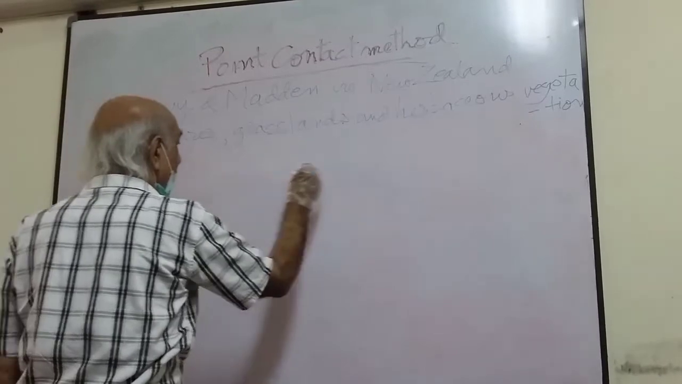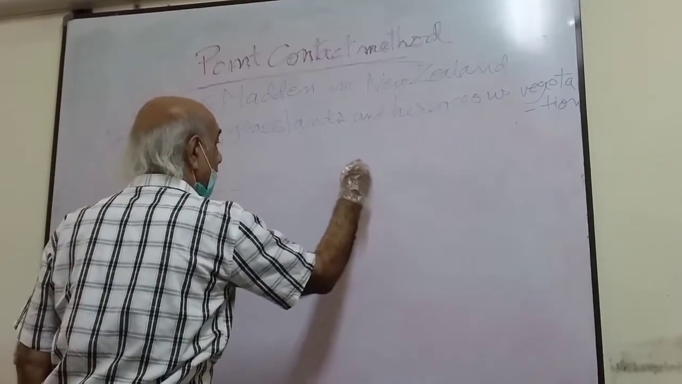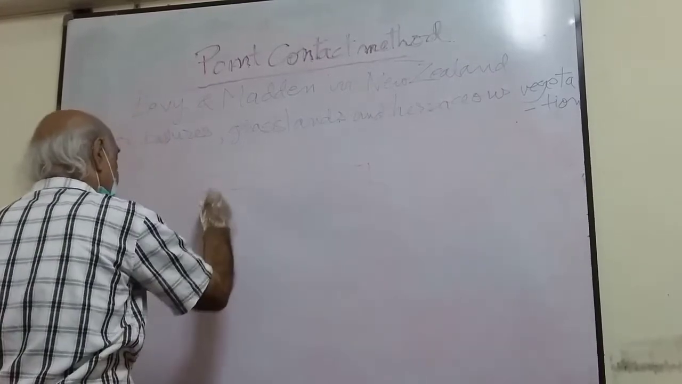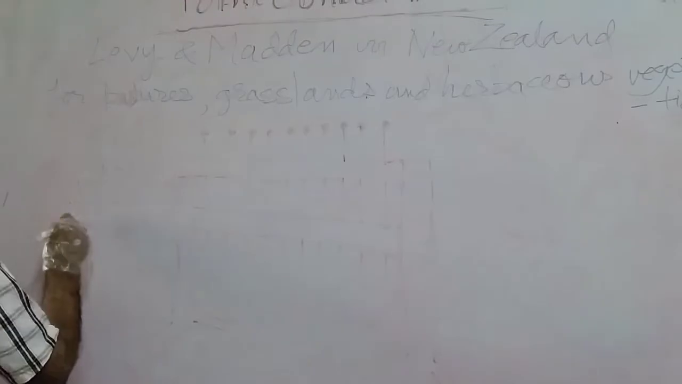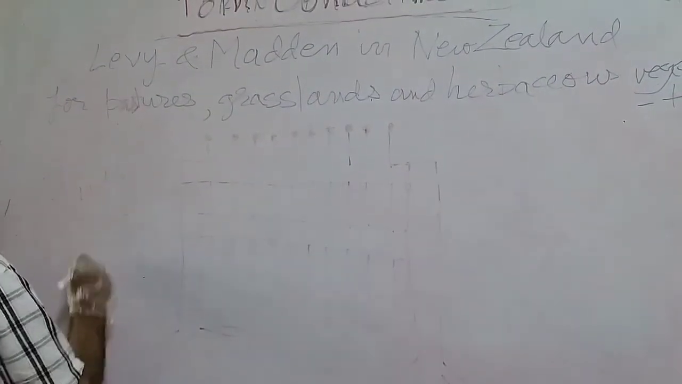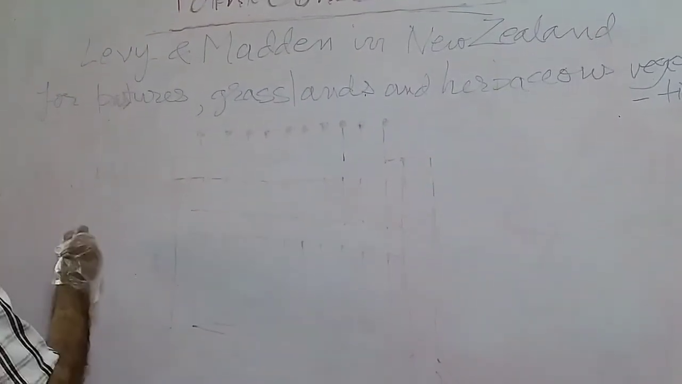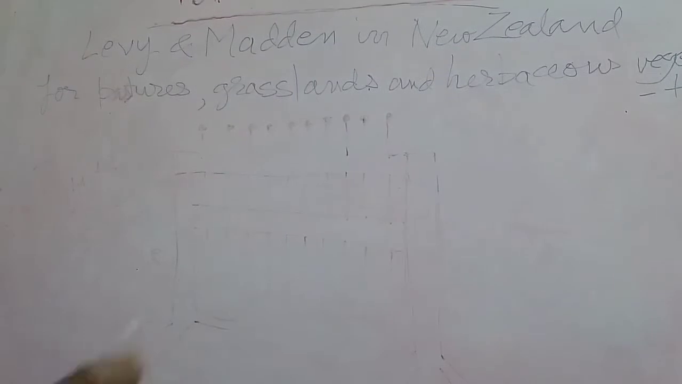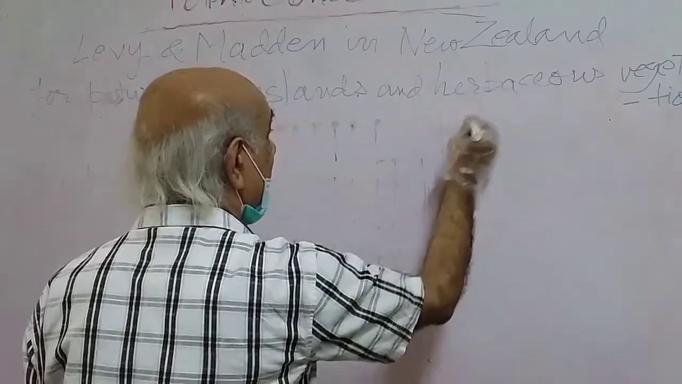It consists of a wooden frame. This is the point contact frame, which is a wooden frame with steel pins. These are steel pins. They are 10 in number, 10 pins.